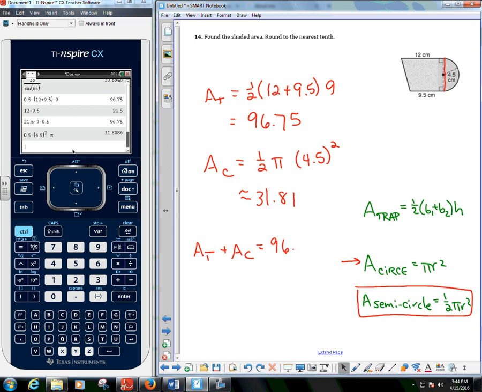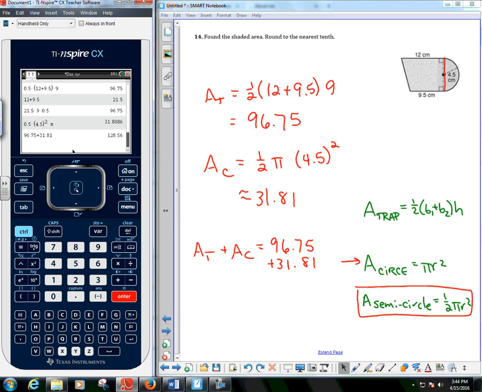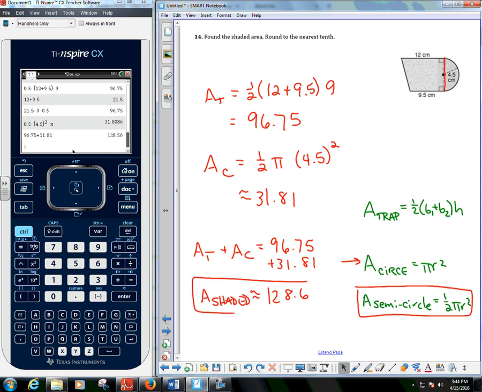So that's 96.75 plus 31.81. So I'm just going to come to my calculator and do 96.75 plus 31.81 and hit enter. So the area of my shaded region is approximately 128, oh, it says nearest tenth. So I'm going to round up. 0.56 rounds to 0.6. And that is an area, so I'm going to say centimeters squared.